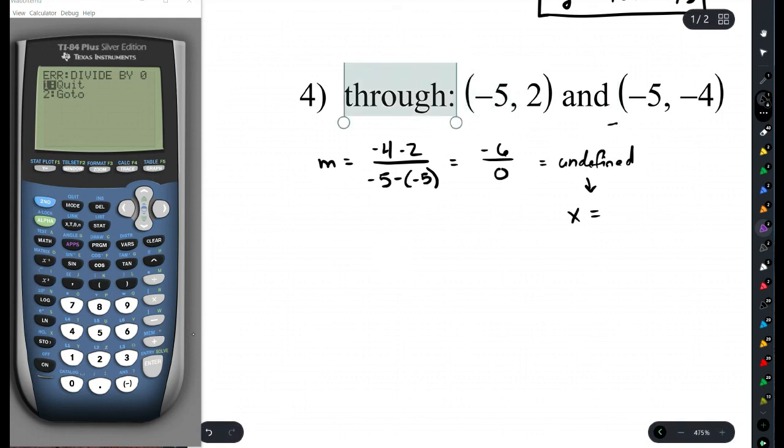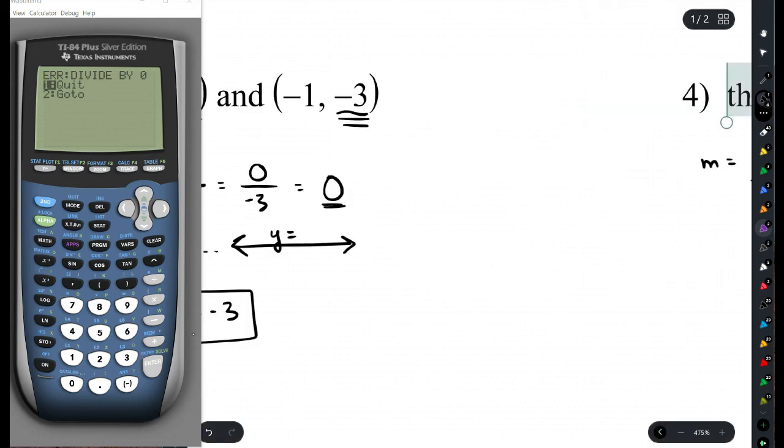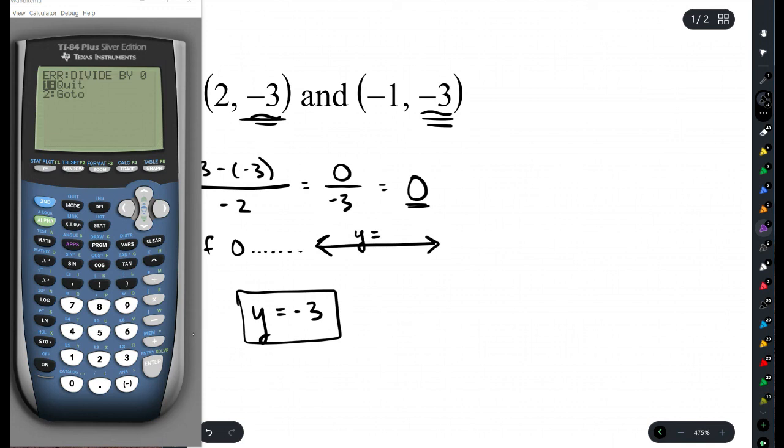If you know that the slope is undefined and it's x equals, you can just focus on the x values because they're the same and simply write the equation of x equals negative 5. It's only for whenever your slope's undefined versus whenever it is 0 versus when it's a different number.